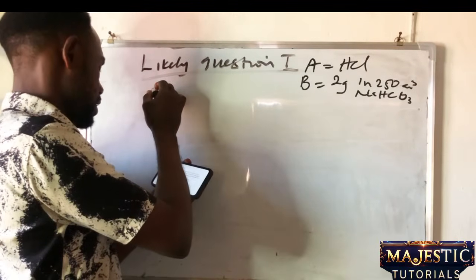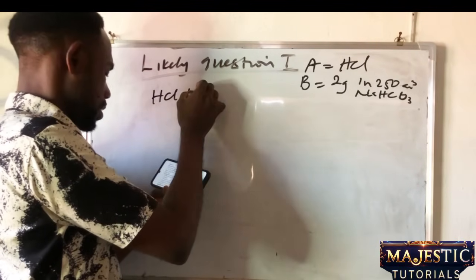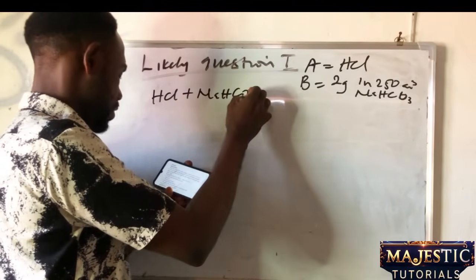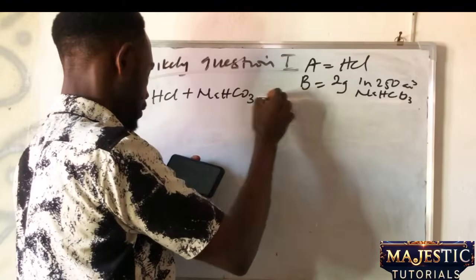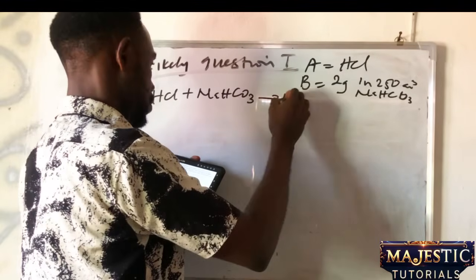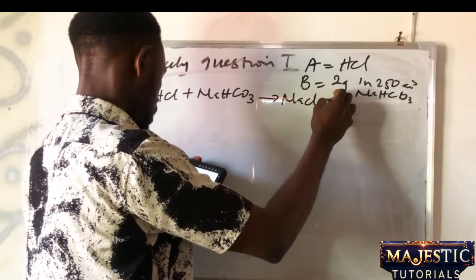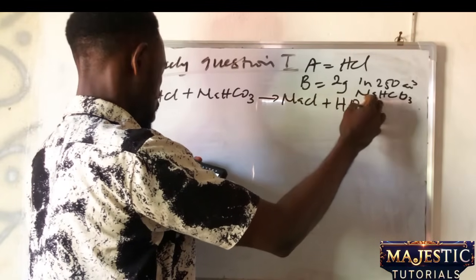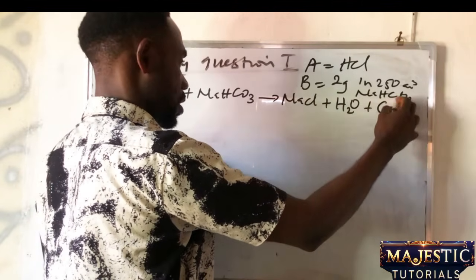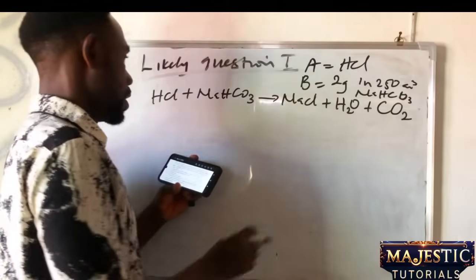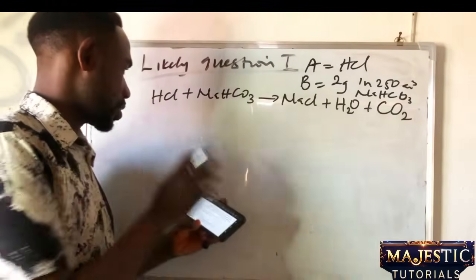Okay, let me still write it. HCl plus NaHCO3 to give sodium chloride plus water plus CO2. Okay, so this is balanced such that we have 1:1.